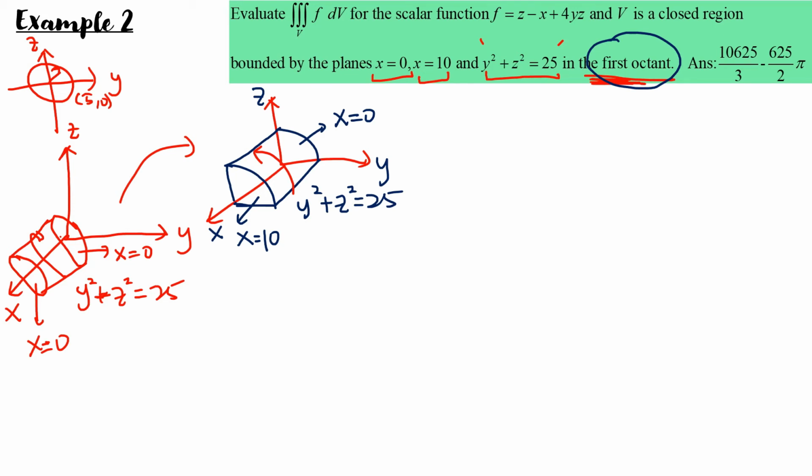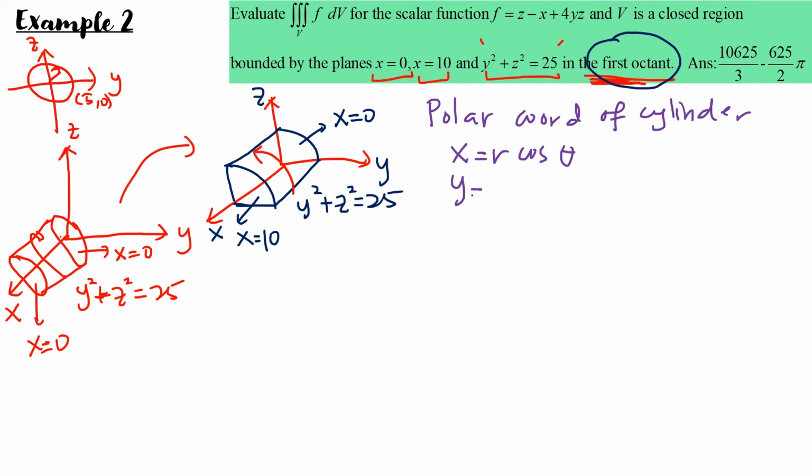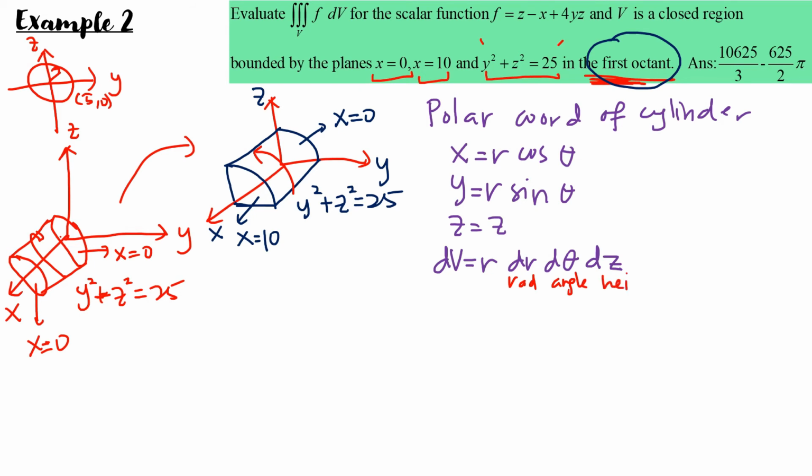So you understand that you are going to do the volume integral of a first octant cylinder. When you want to solve for a cylinder, you have to consider the polar coordinates of the cylinder. As you know, x is r cos theta, y equal to r sin theta, z equal to z, and now dV will be r dr d theta dz, based on the formula given. This is the cylindrical coordinate system, where r is the radius, theta is the angle, and z is the height of the cylinder.